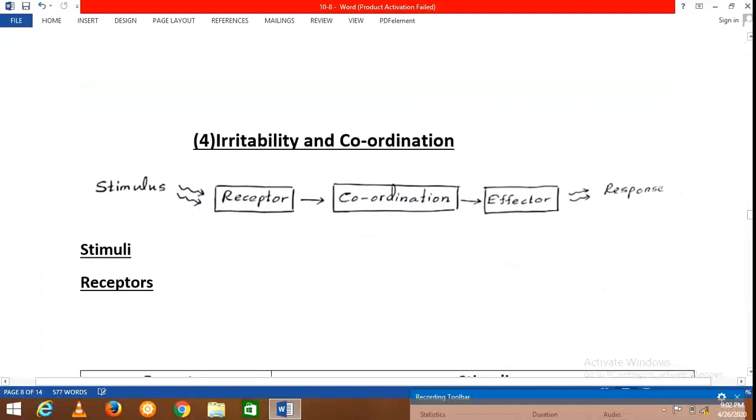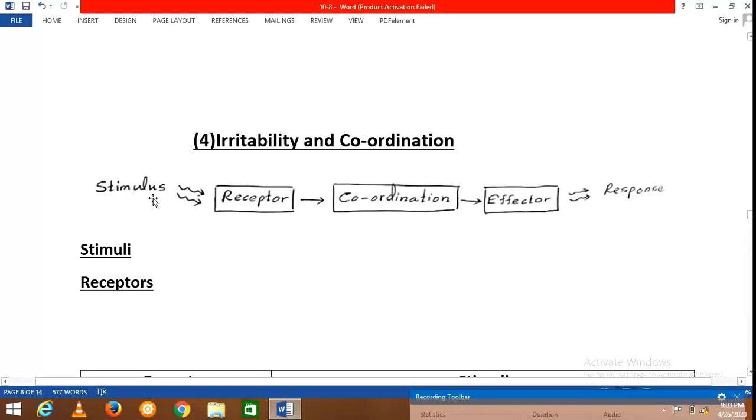Then the next living characteristic is irritability and coordination. To understand those two terms, here I have given a simple representation. So there are a lot of changes happening in both internal and external environment. Those changes that take place which are strong enough to bring about a response in us are known as stimuli. Singular is stimulus. Change in internal or external environment which is strong enough to bring about a response is known as a stimulus.